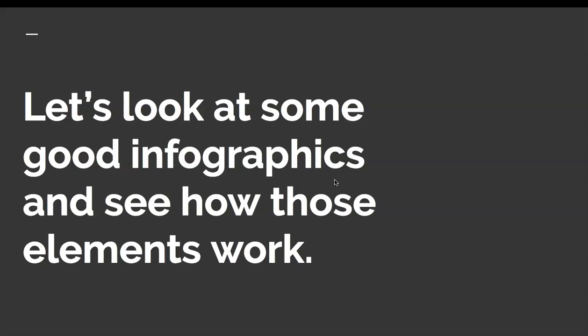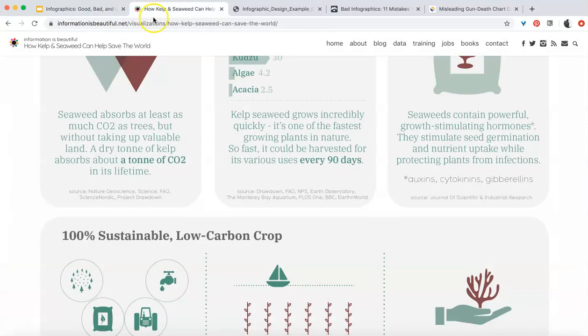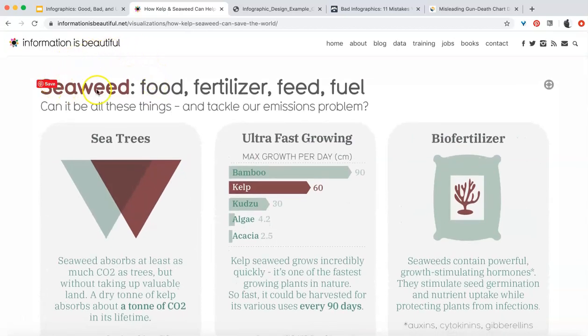We're going to look at a few infographics and see how they work all together. So I'm going to hop off these slides, and I want to look at an Information is Beautiful infographic. This one is about seaweed. Right here is the intro. Can it be all these things and tackle our emissions problem? You get an idea right away that it's going to analyze the purpose of seaweed, and by asking that question, I assume that it's trying to answer that question to us and persuade us that seaweed is a very good solution to some of our problems.